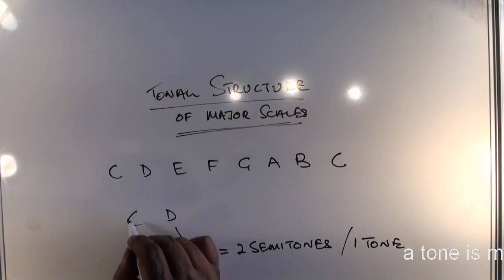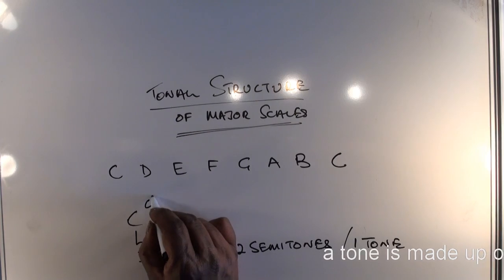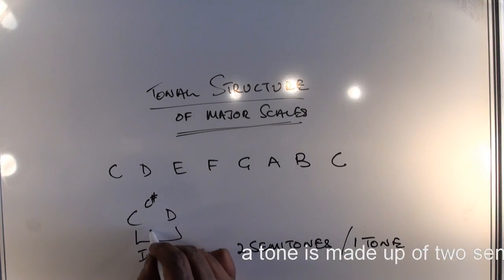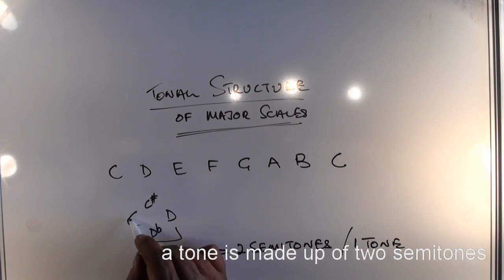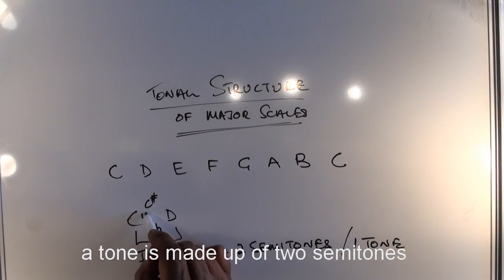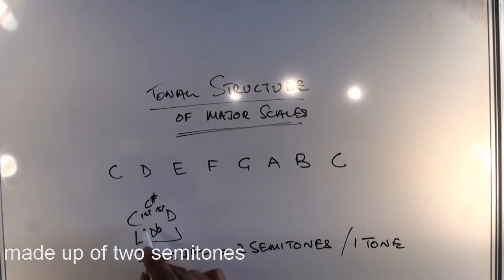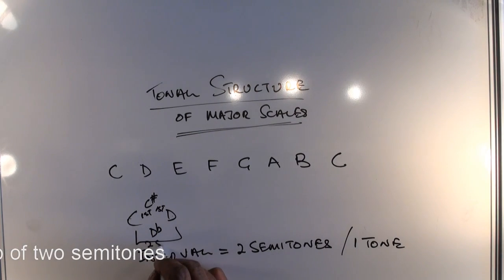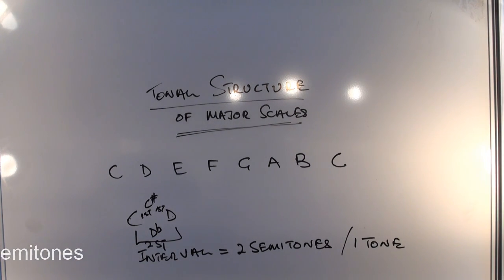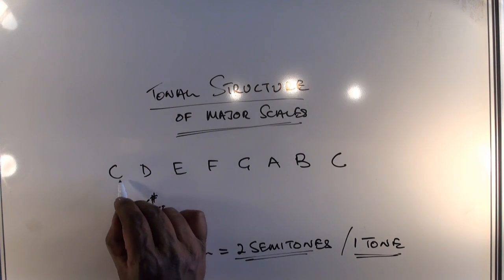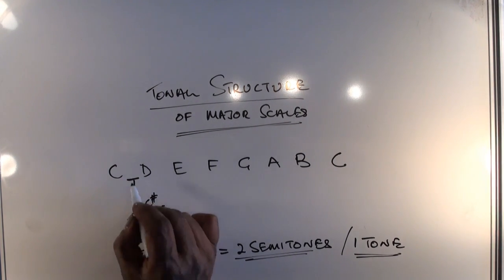How this works is that we have a note in between called C sharp. It's also called D flat. So C to C sharp is 1 semitone. C sharp to D is 1 semitone. Add them up and you've got 2 semitones. I've used the abbreviation ST for semitone. So you've got 2 semitones there. In other words, this is 2 semitones, we said, equals 1 tone. So between C and D, we know that is a tone.